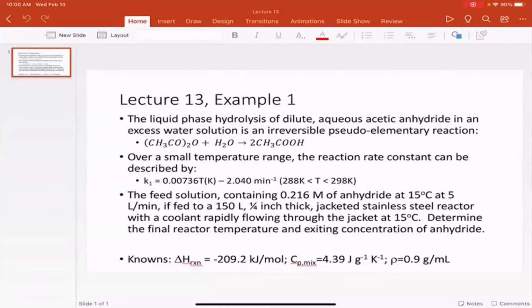So the new information that we're given is that the reactor is a 1/4 inch thick jacketed stainless steel reactor with coolant rapidly flowing through the jacket at 15 degrees C. So now we're going to have to use this information to figure out how much heat transfer is happening and then determine the final reactor temperature. Okay, so the exact same system as last time, but now we're in a jacketed reactor.